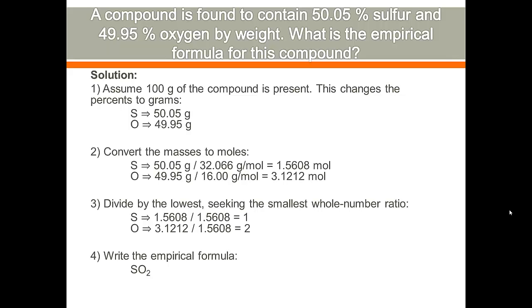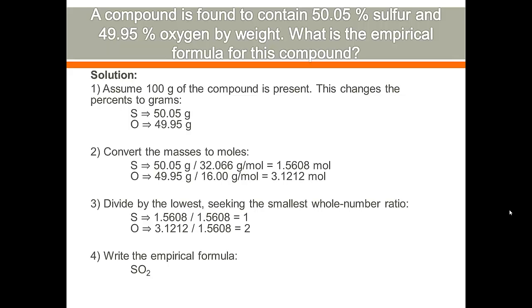From there, you take those masses of sulfur and oxygen, and you change them into moles by using the GFM of those two elements. So for sulfur it's 32.066 and for oxygen it's 16. When you do those divisions, you get 1.5608 moles of sulfur and 3.1212 moles of oxygen. Now those numbers tell us the actual number of moles of sulfur and oxygen in that 100 gram sample.